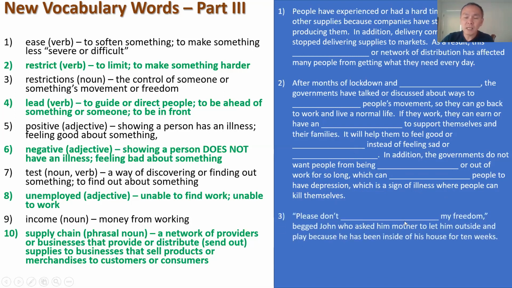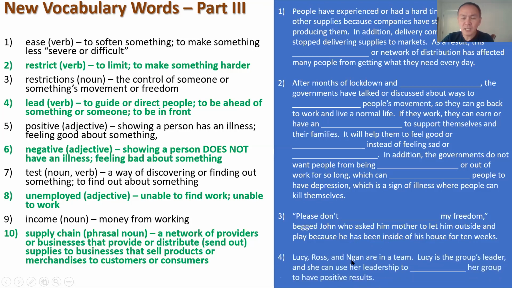"Please don't blank my freedom," begged John, who asked his mother to let him outside and play because he has been inside of his house for 10 weeks. Lucy, Ross, and Nung are in a team. Lucy is the group's leader, and she can use her leadership to blank her group to have positive results.